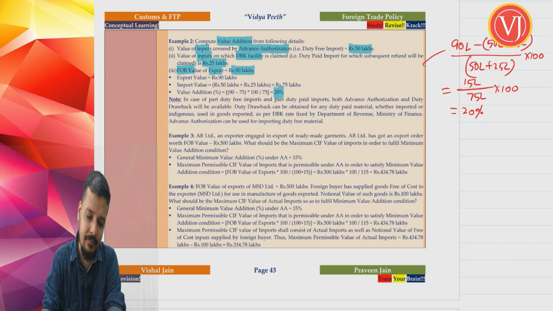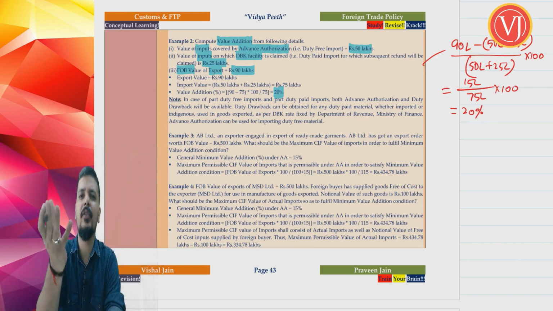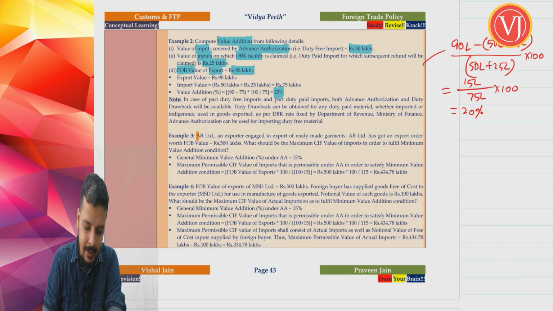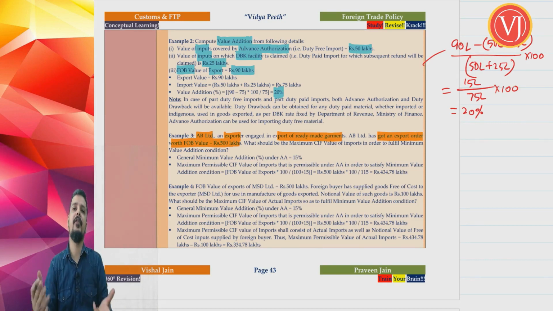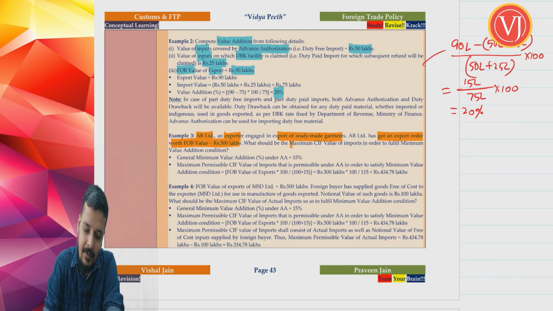Friends, next question. Very simple. You have to just understand this. Use the formula. That's it. AB Limited, an exporter, is engaged in export of ready-made garments. AB Limited has got an export order of FOB value worth 500 lakhs. They are asking in a reverse way. What is the maximum CIF value of imports to fulfill the minimum validation condition?